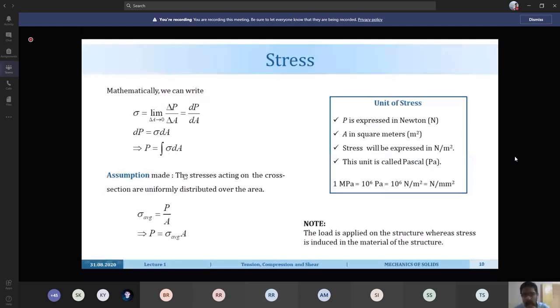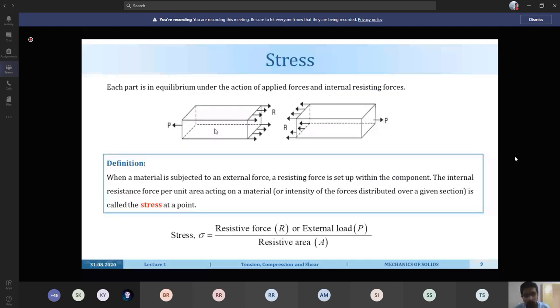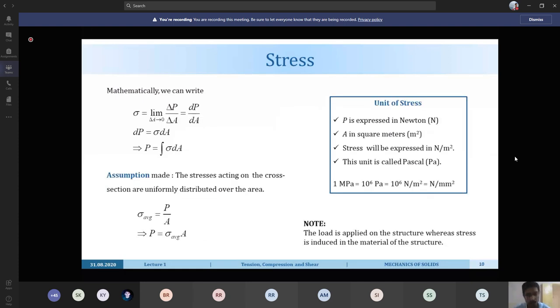Here we are making another assumption that the stresses acting on the cross section are uniformly distributed over the area. What does that mean? See, here I am applying a load at one support and assuming that the stresses developed, like the load acting per unit area, are the same, whether at this point, at another point, or at the center, everything is the same throughout that cross section. So what happens if that assumption is not there? We will see in the next slide.